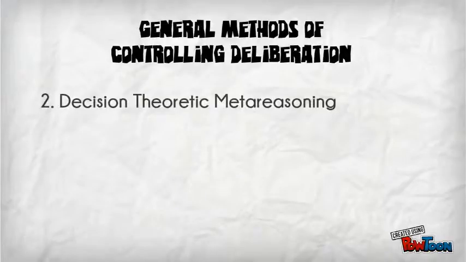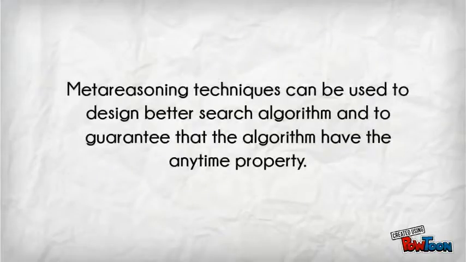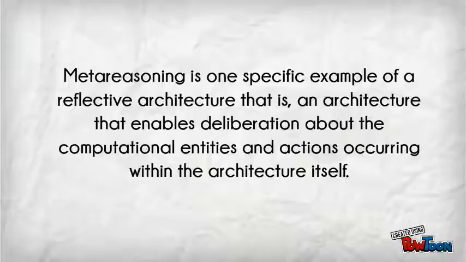2. Decision theoretic meta-reasoning applies the theory of information value to the selection of individual computations. Meta-reasoning techniques can be used to design better search algorithms and to guarantee that the algorithms have the anytime property. Meta-reasoning is one specific example of a reflective architecture, that is, an architecture that enables deliberation about the computational entities and actions occurring within the architecture itself.